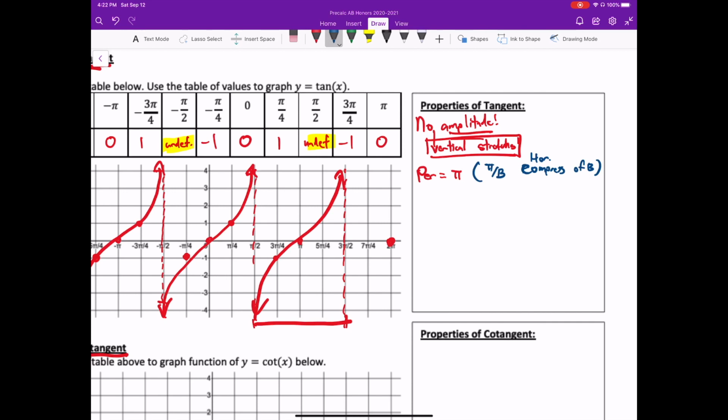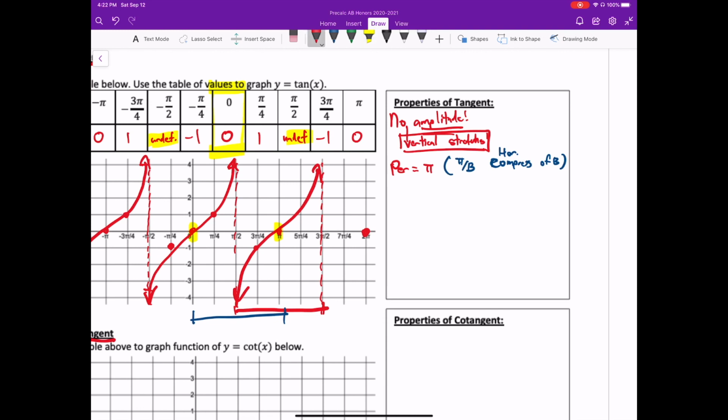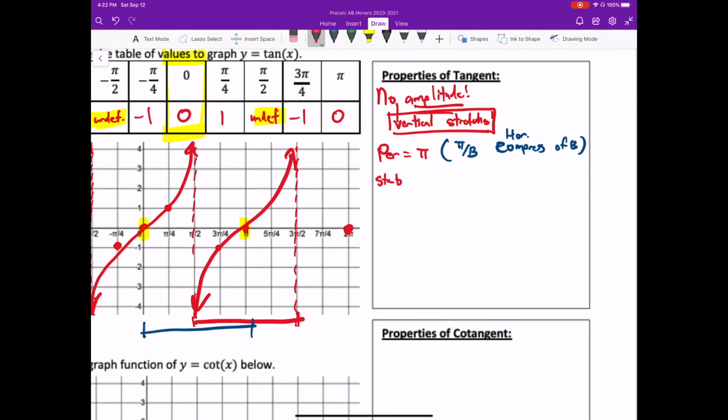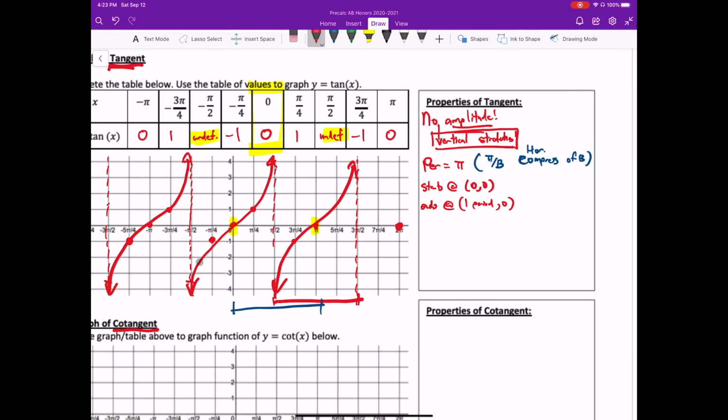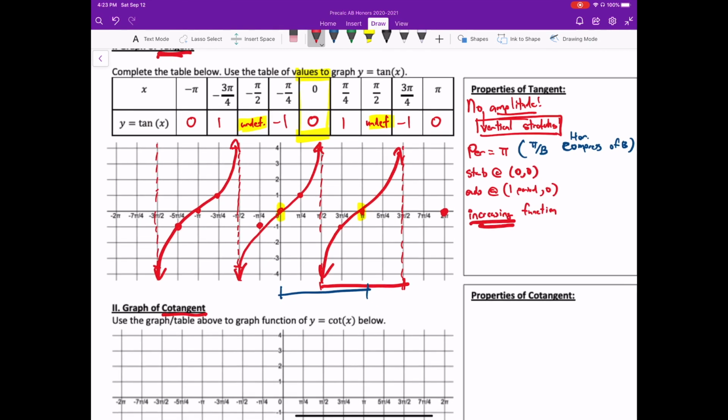Okay. One of the most important things I want to tell you guys, where you start. So this 0, 0, it starts on a 0. Pi units later, it ends on a 0. So that's going to be one of the most important things that you want to remember for graphing. So it starts at 0, 0 and ends at 1 period, comma 0. Okay. One more thing, it's always increasing except at the asymptote. So what do I mean by it's increasing? It's going up from left to right. It's climbing up. So this is an increasing function. All right, so that's the graph of tangent.